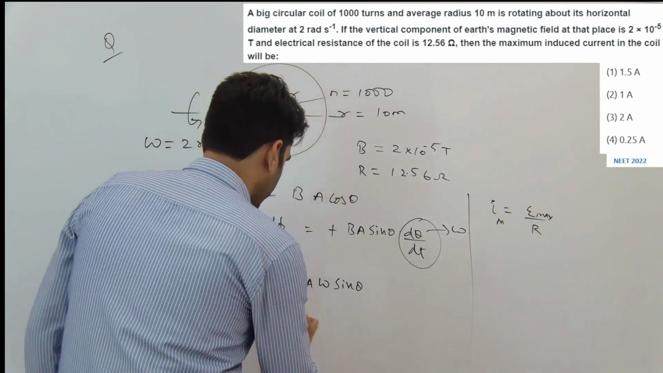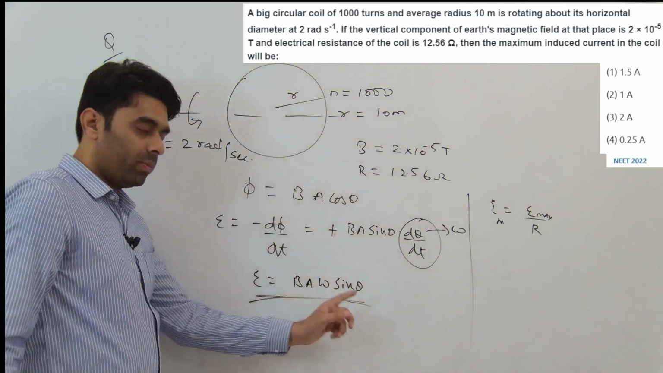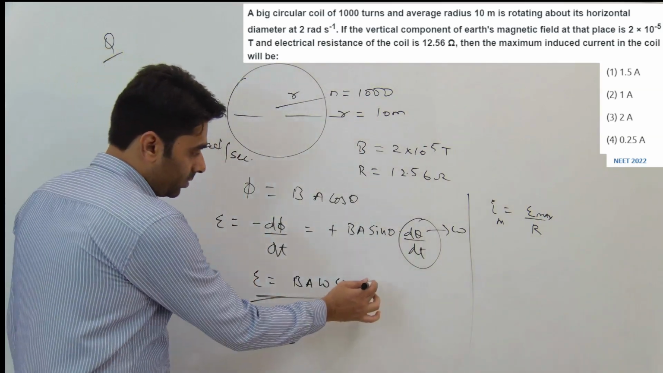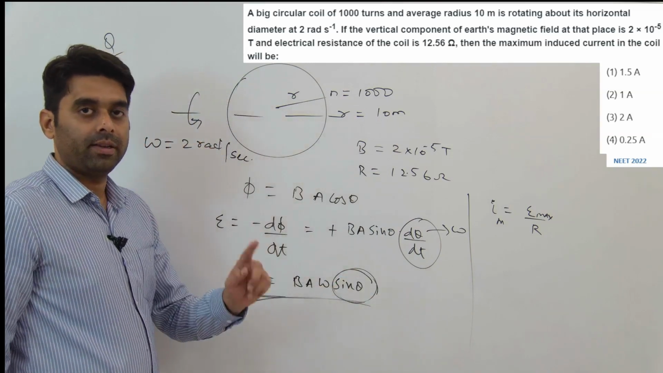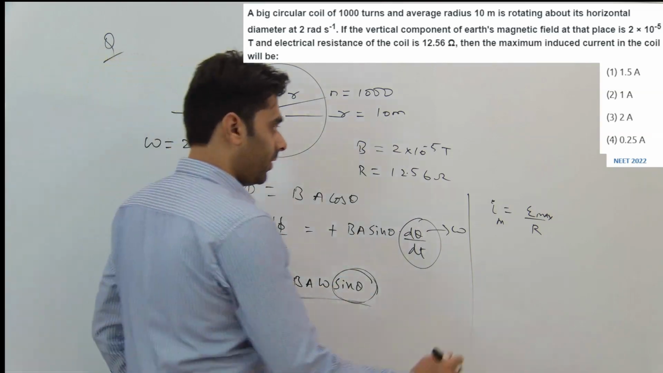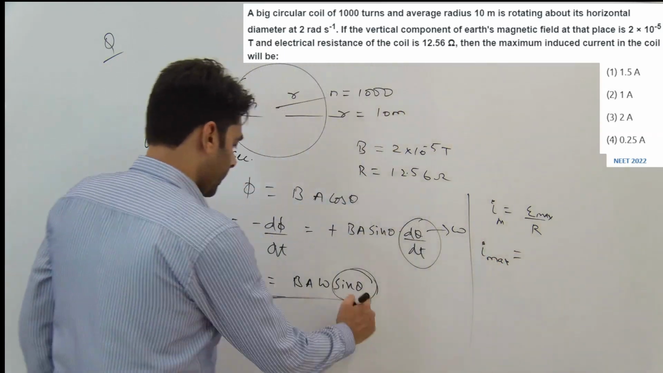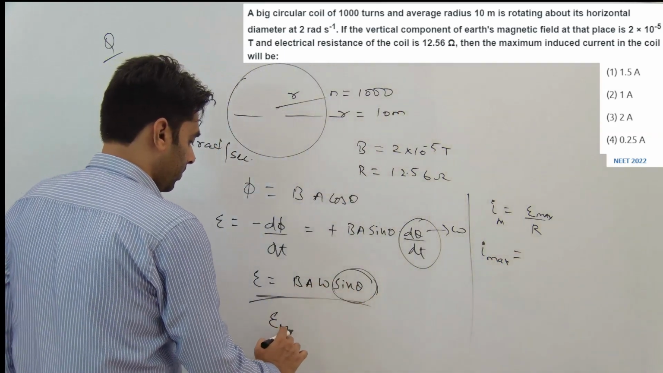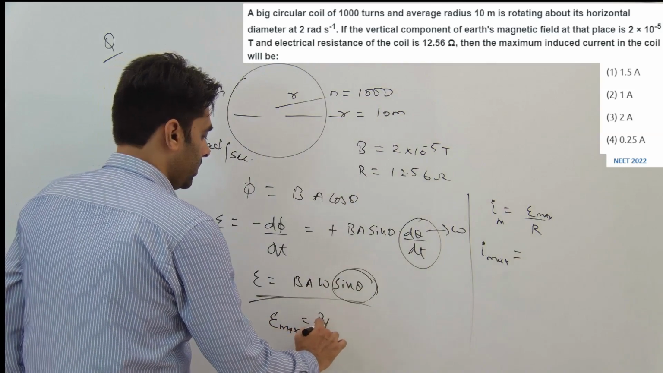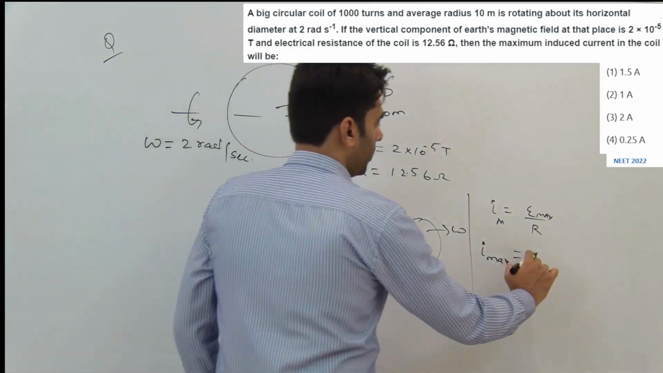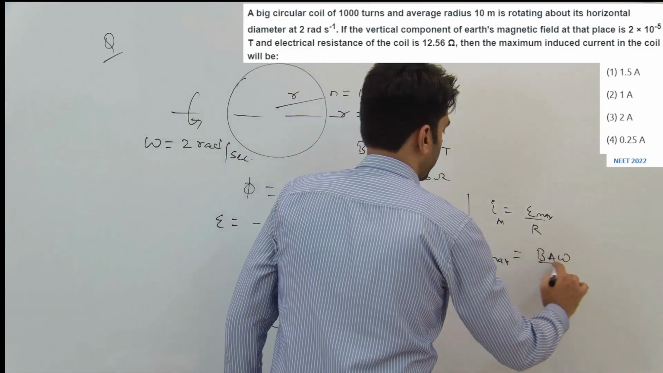E max, you see over here, is BAω sin θ. What will be the maximum value? The maximum value will be when sin θ is maximum. Sin θ maximum is 1. So we can write I max is equal to E max by R, and E max is BAω, so I max = BAω by R.